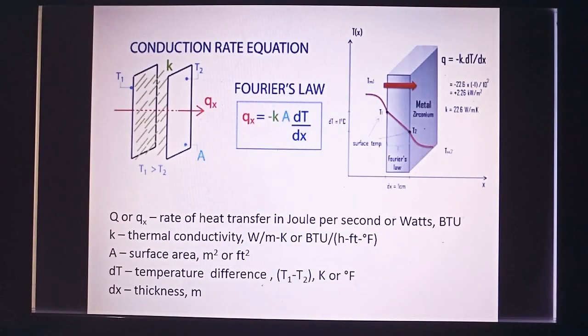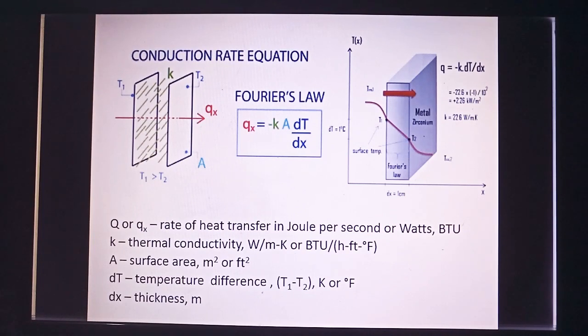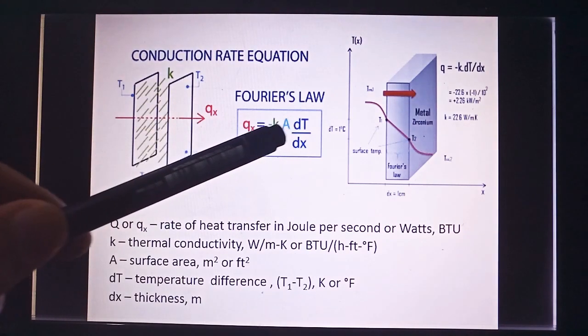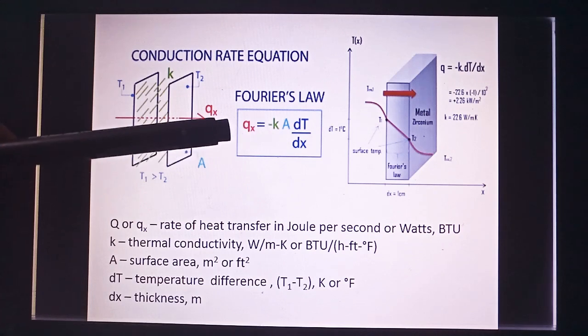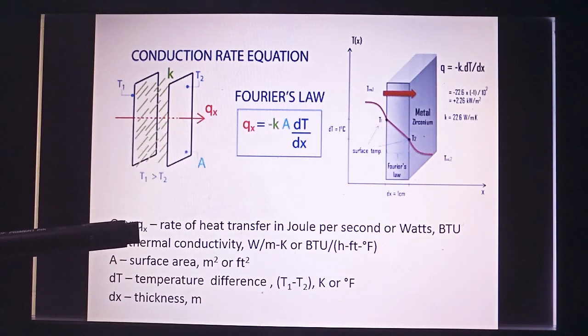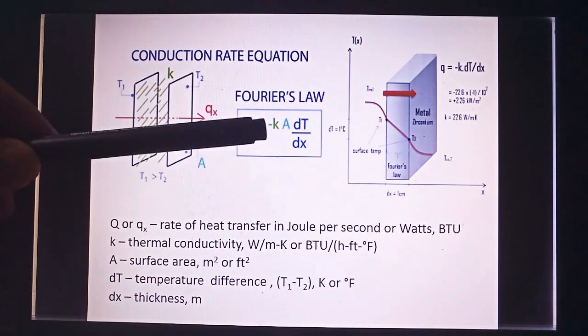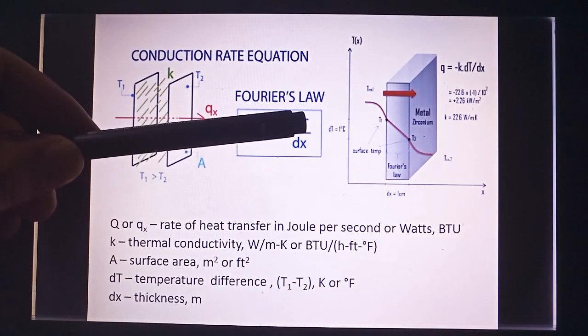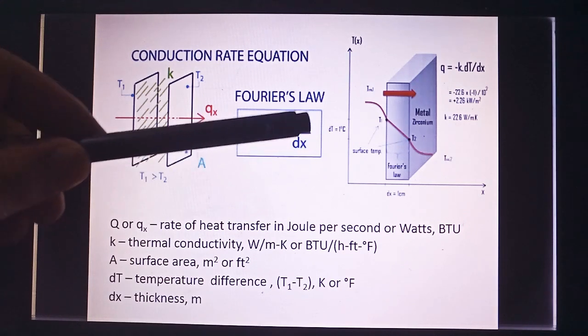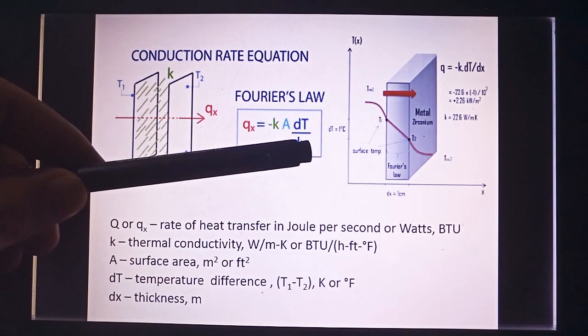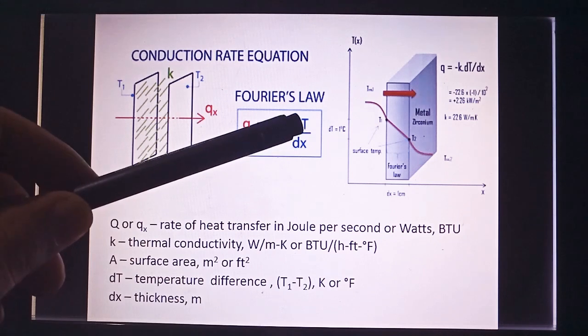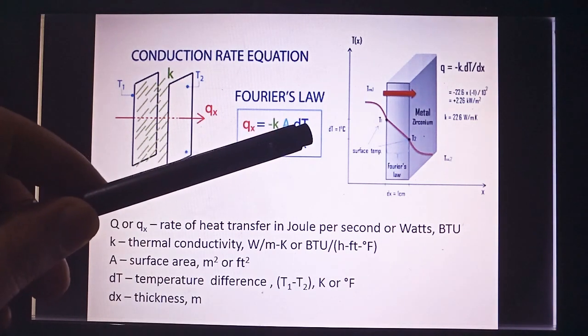Now, the conduction rate equation. This is how we compute the rate of heat transfer by conduction. We apply Fourier's law, wherein Q sub x represents our rate of heat transfer, which is equivalent to negative K A dT over dx. If we talk about dT, that is the change in temperature.